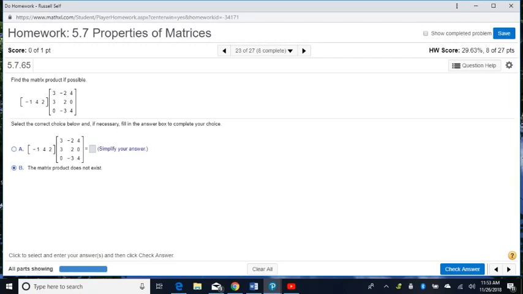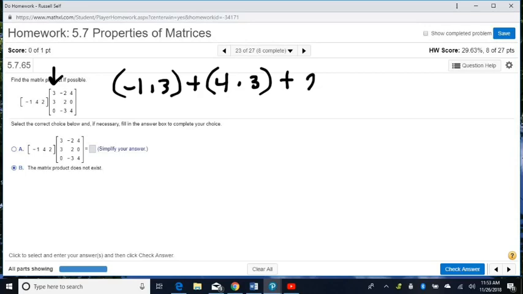It's always nice for me to make sure that you do understand that I do know something about what I'm doing. So we're going to take row 1 times all of column 1. So -1 times 3 plus, let me stop circling those because I can't see what I'm doing. The 4 times the next 3 plus the 2 times the 0. Alright, all I'm doing is taking all of these times all of these in order. Order is critical. Alright, so that's that part.